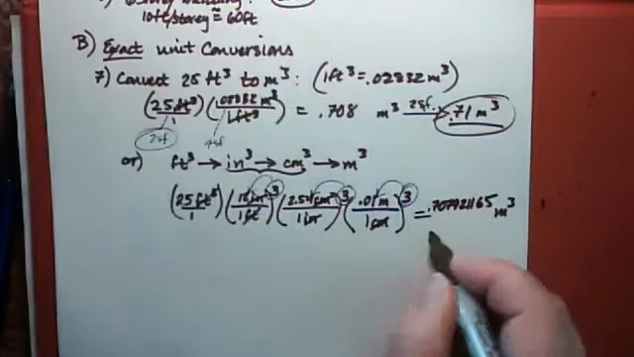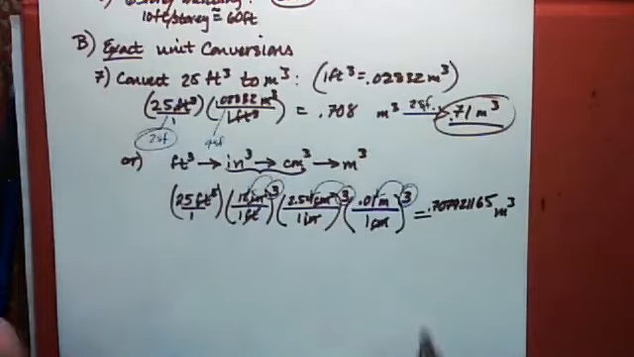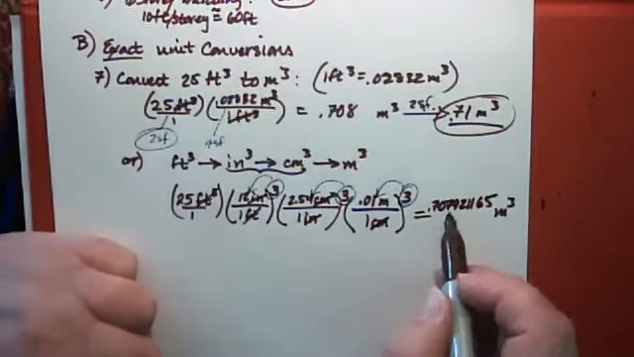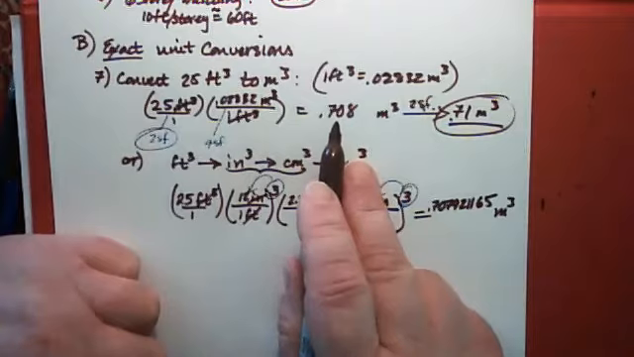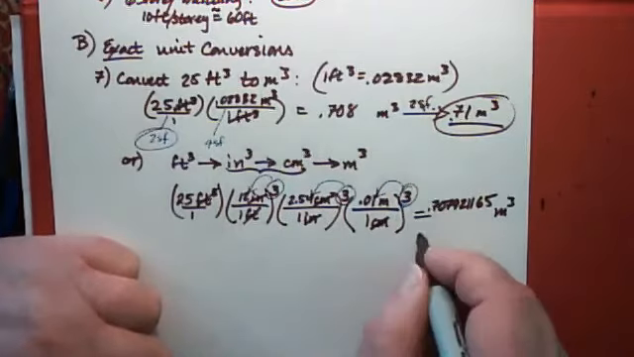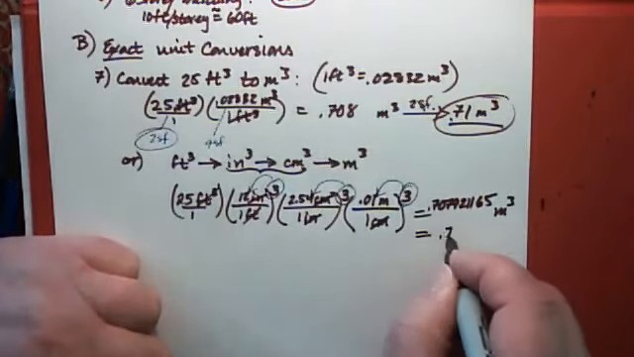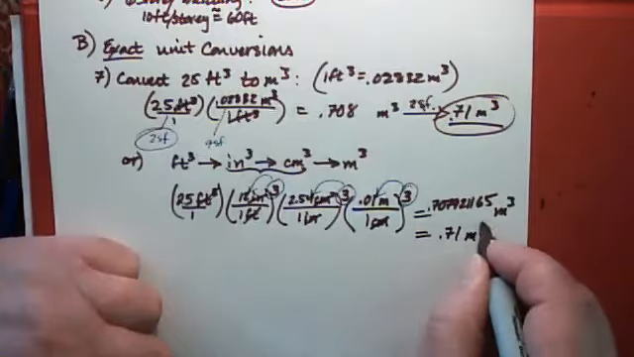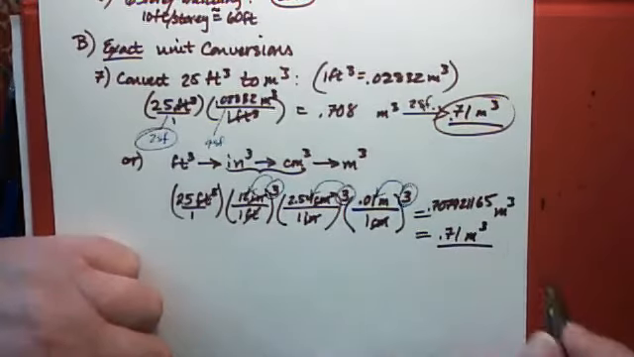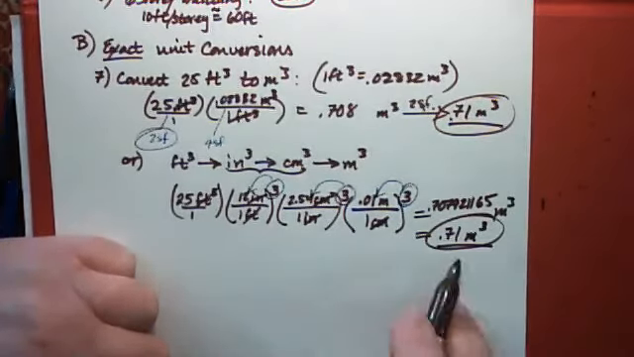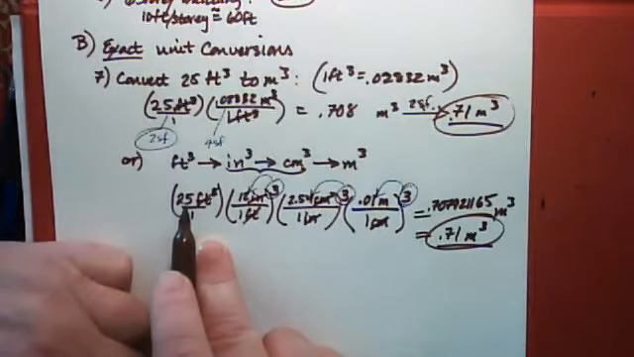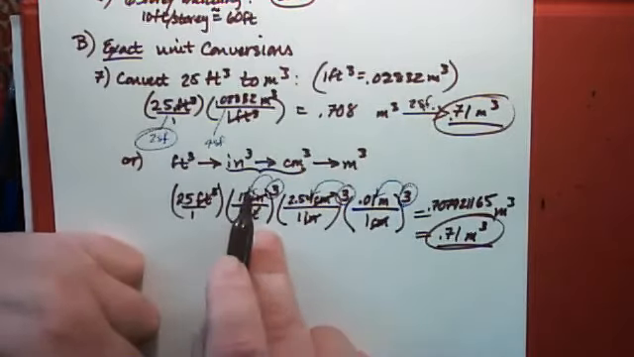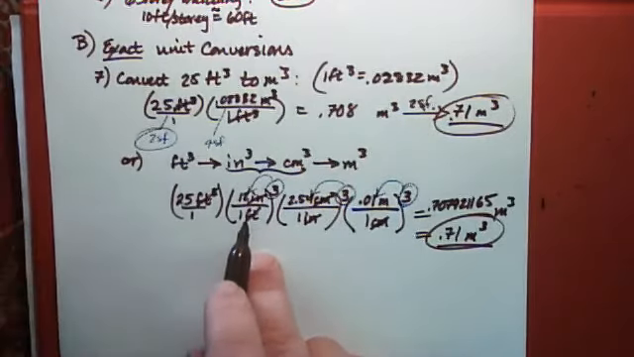0.707921165. You may notice that that rounds off to 0.708 if you take it to 3 significant figures, or if you take it to 2 significant figures, it rounds off to 0.71. And 2 significant figures is what we still need because we're limited by the 25. That's 2 significant figures. The 12 inches per 1 foot, remember that's a definition.